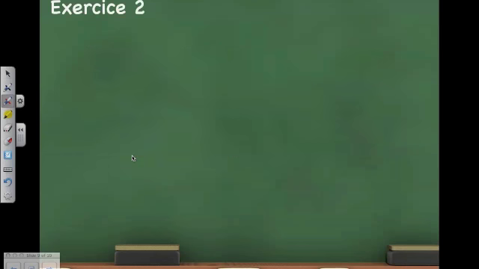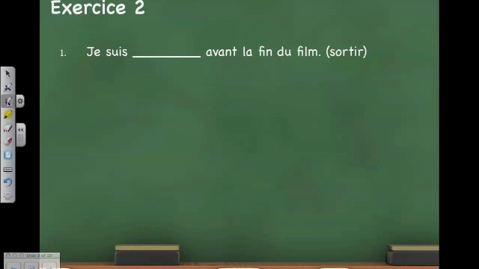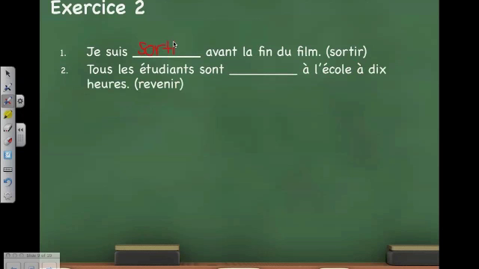Now for the second exercise. Here we will conjugate the given verb so that it fits properly into the sentences. Je suis blank avant la fin du film, using the verb sortir. Because je is singular, we'll use sorti in the singular form. Tous les étudiants sont blank à l'école à 10 heures, using the verb revenir. Because we see it says sont here, we use revenir in the plural form.